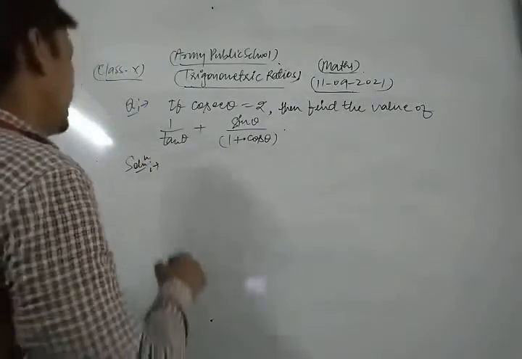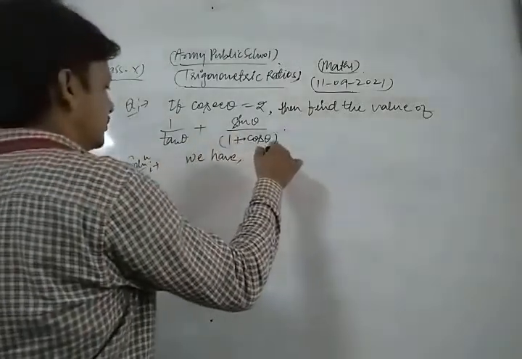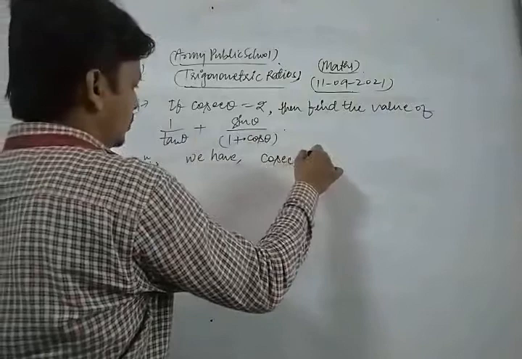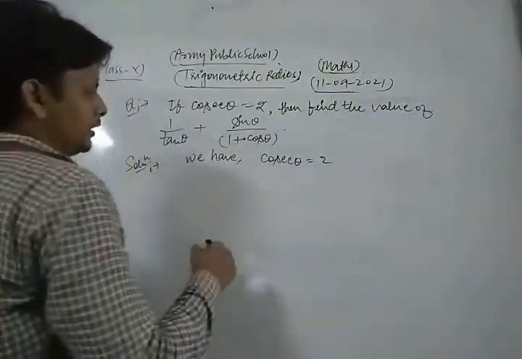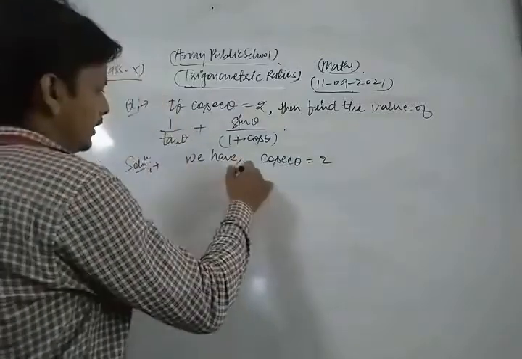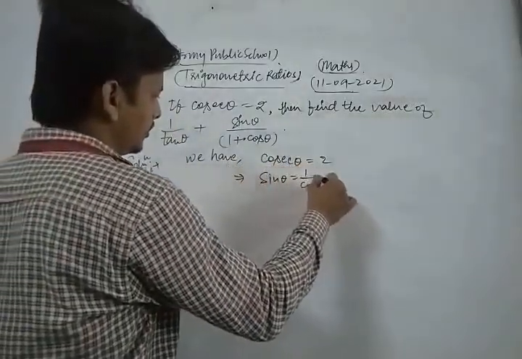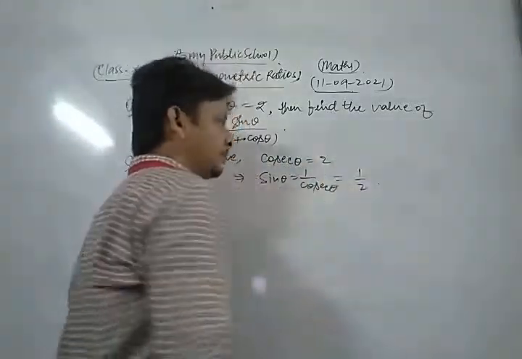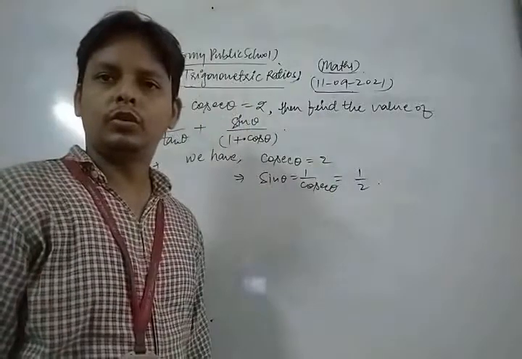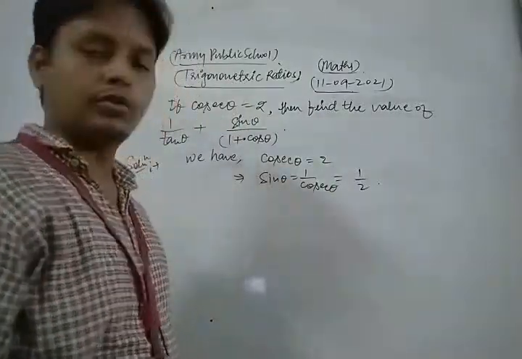First of all, we have cosec theta is equal to 2. So from there we find sin theta, because we know that sin theta is equal to 1 upon cosec theta, so the value of sin theta is 1 upon 2. Now we again use the algebraic identities and find the value of cos theta like that.